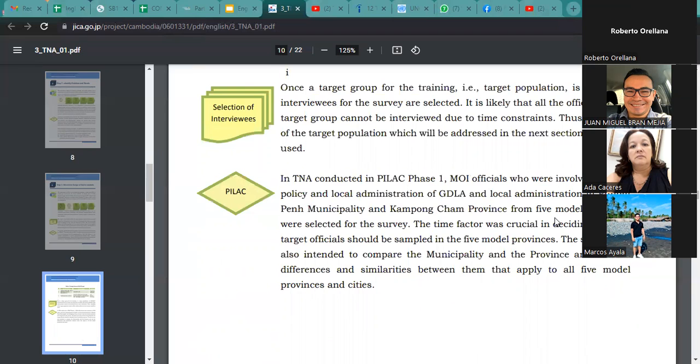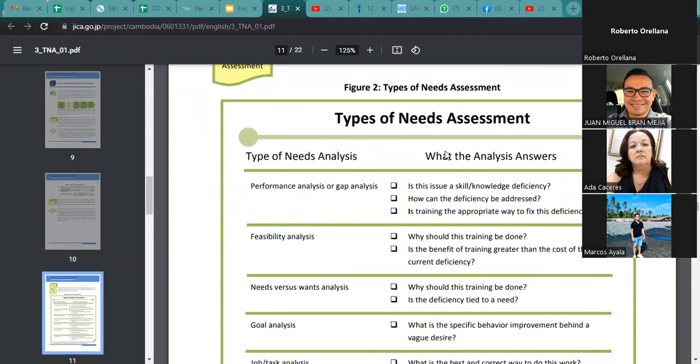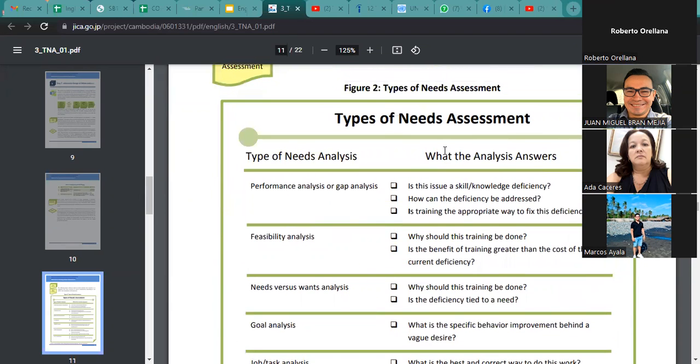And then it says, once the target group for the training, the target population, is identified, interviewers for the survey are selected. It is likely that all the officials of the target group cannot be interviewed due to time constraints. Thus, sampling of the target population, which will be addressed in the next section, should be used. So once we identify the instrument, we send it. Sometimes it's not possible to send it to everybody, but we need to have a lot of people so we have good feedback. And this is like needs, like the evaluation, as you can see here.